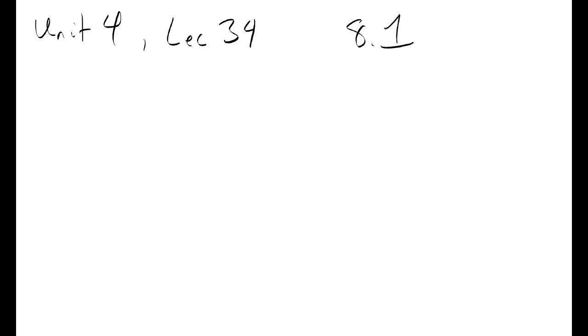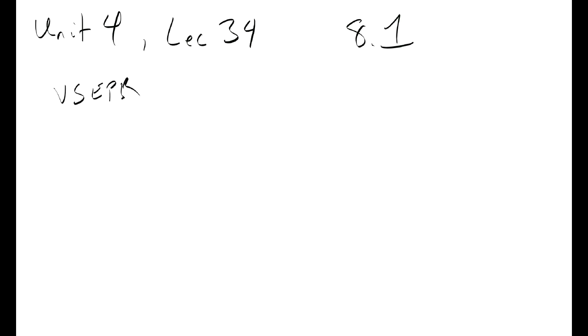All right, welcome to the last unit of Chemistry 1. Unit 4, we'll be starting with Lecture 34. This is Chapter 8, Section 1. Now, Chapter 8 deals with more complex, more complete versions of bonding theories. You see, VSEPR, valence shell electron pair repulsion, that's incomplete.